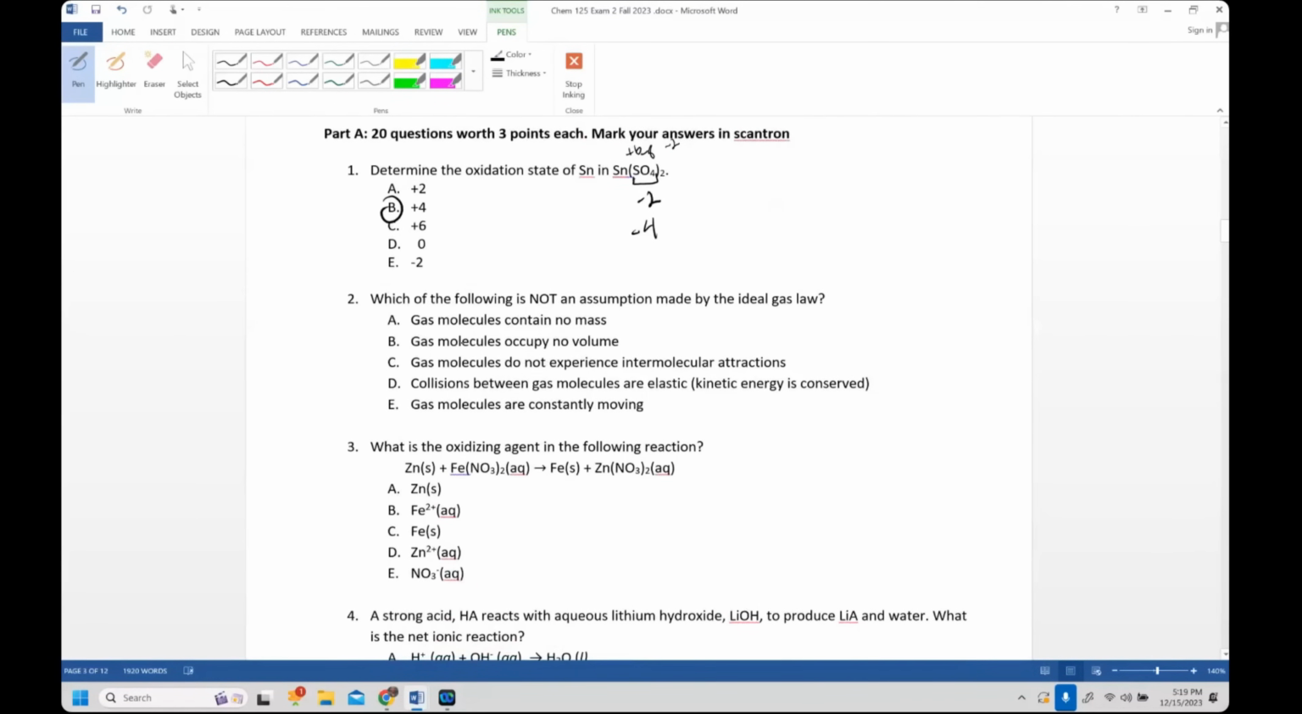All right. Next, which of the following is not an assumption made by the ideal gas law? So the ideal gas law is PV equals nRT.